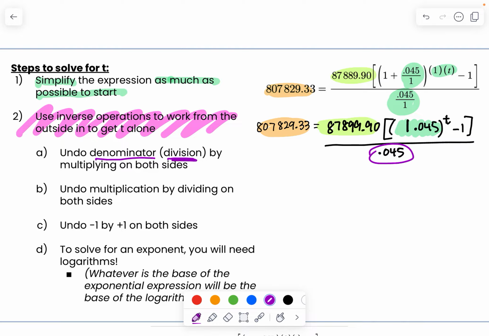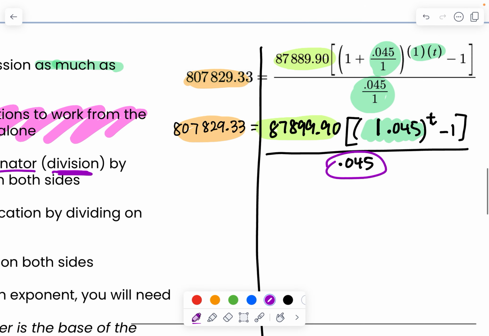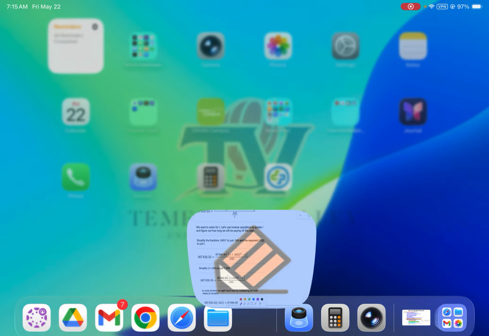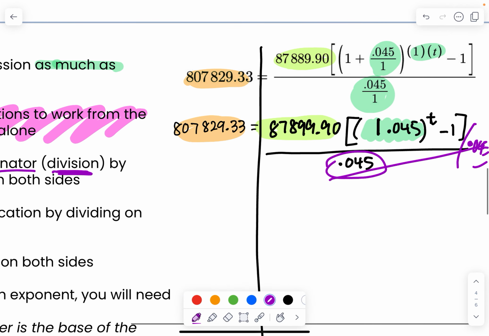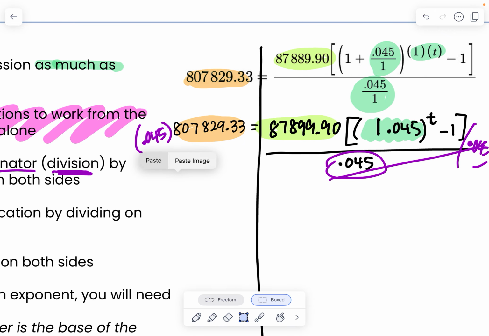The opposite of division is multiplication. Whatever we do on one side of the equal sign, we do to the other. So to get rid of dividing by 0.045, we're going to multiply both sides by 0.045. That will cancel this side out, and I will multiply this by 0.045. What this ends up leaving me with is this on the left side.